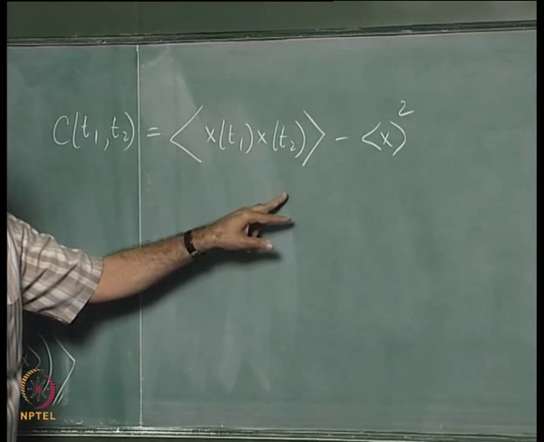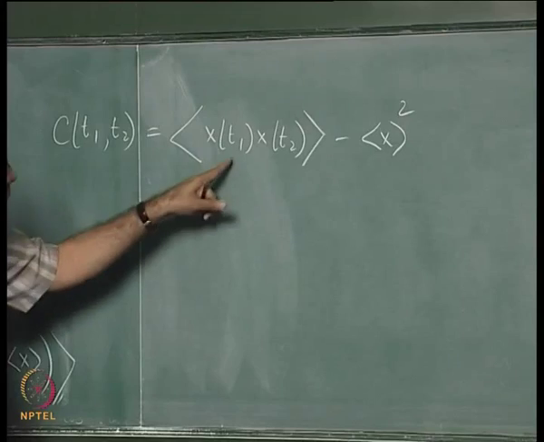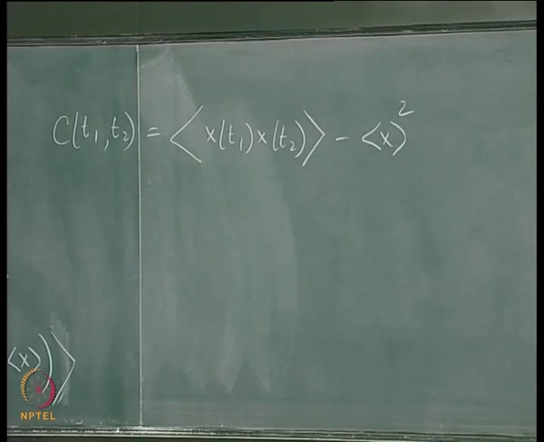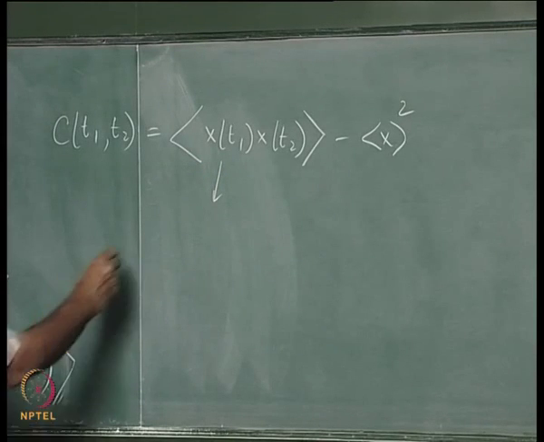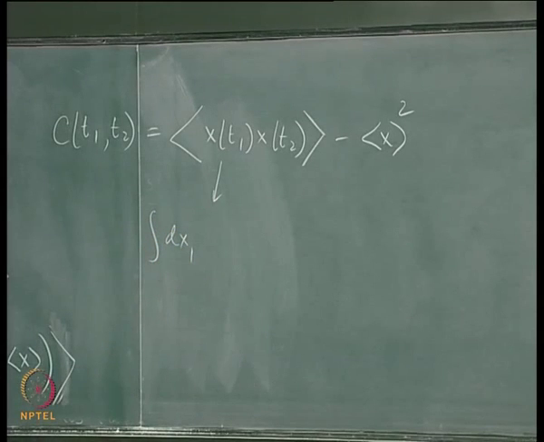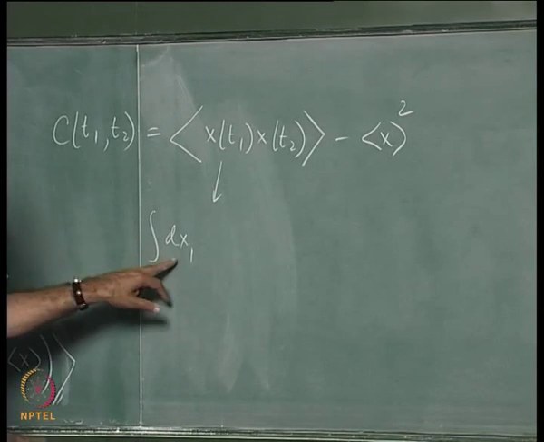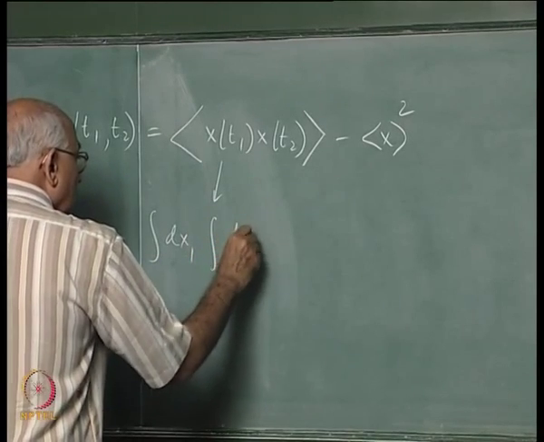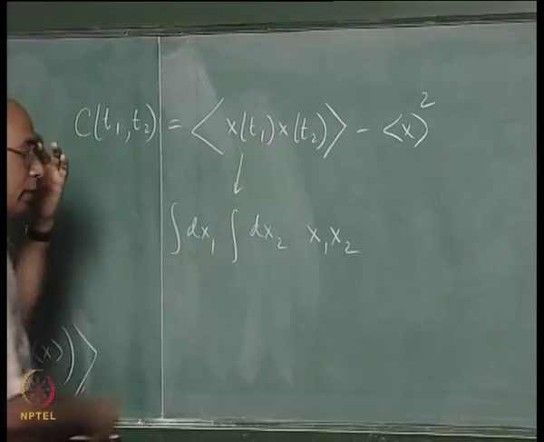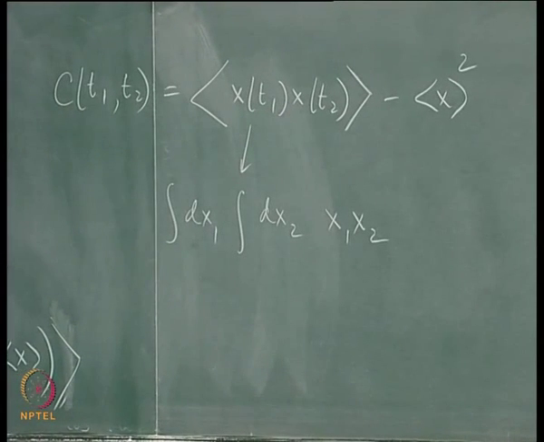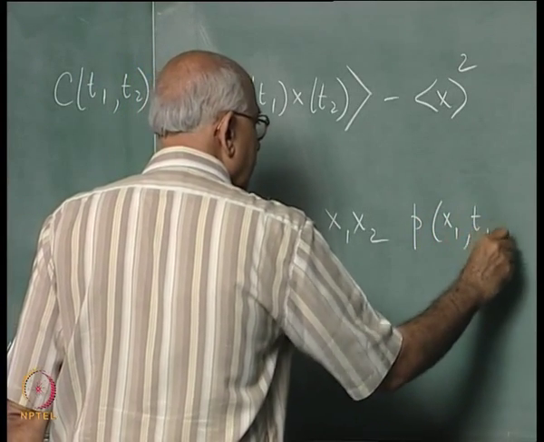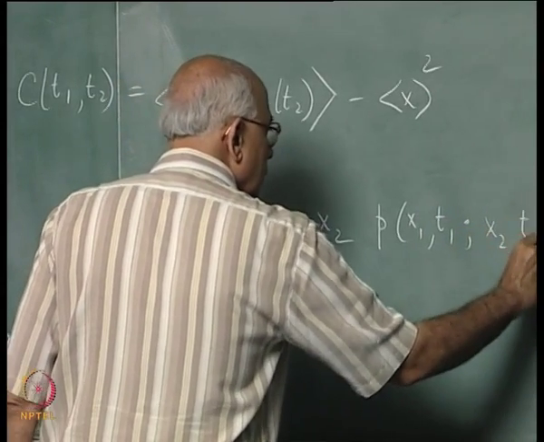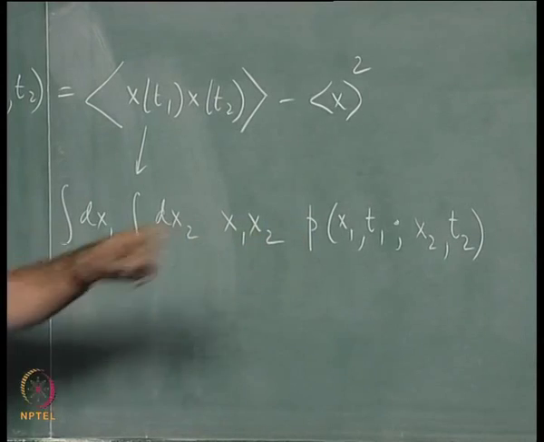And now the statement is, if this is a stationary random variable, what's meant by this thing here? Let's try to write it out. Suppose it's a continuous variable, let's try to write out what we mean by this explicitly. It's an integral over all values. Let me call x1 the value at time t1 and x2 the value of the variable at time t2. So it's an integral over all x1, an integral over all x2, and then x1 x2, because that's the product you are averaging, multiplied by the joint probability density that you have x1 at time t1 and x2 at time t2.